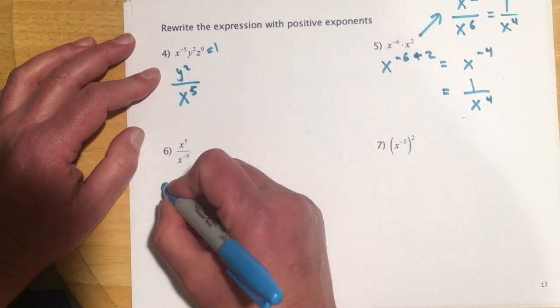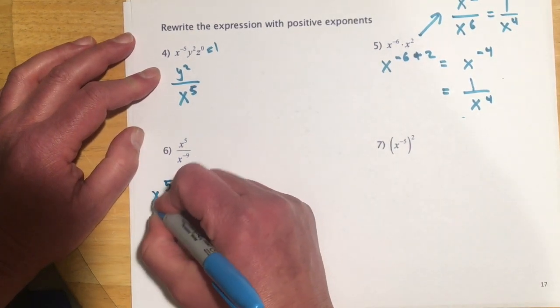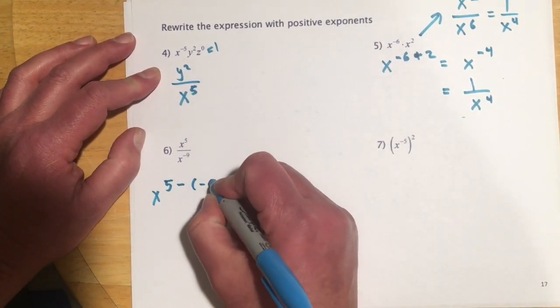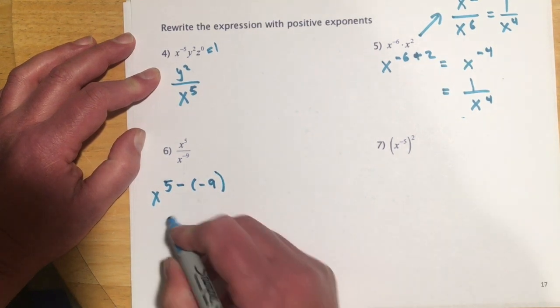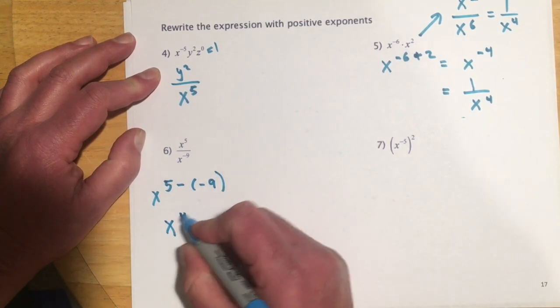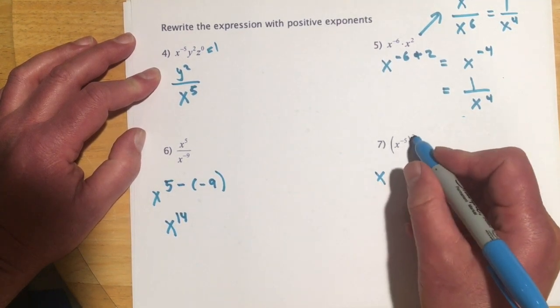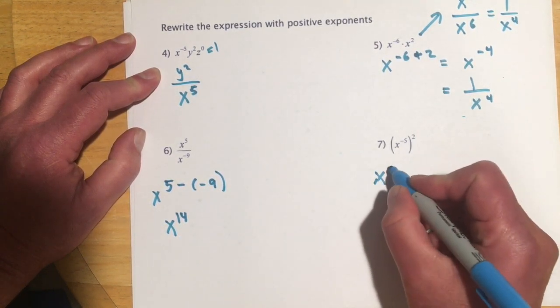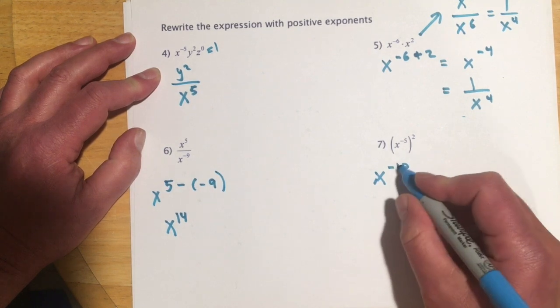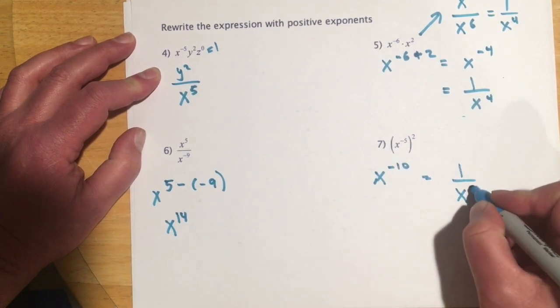For this one, I'll do the subtraction. So x to the 5th, and it'd be minus, and then careful with the signs, a negative 9. So that'd be x to the 14th. And then this one, it'd be negative 5 times 2, because it's raised to the 2, so it's multiply. Negative 10, again, we can't leave that negative, so x to the 10th.